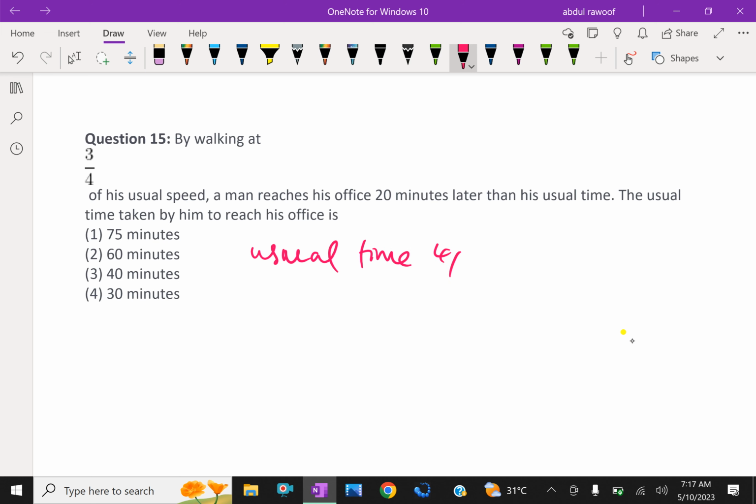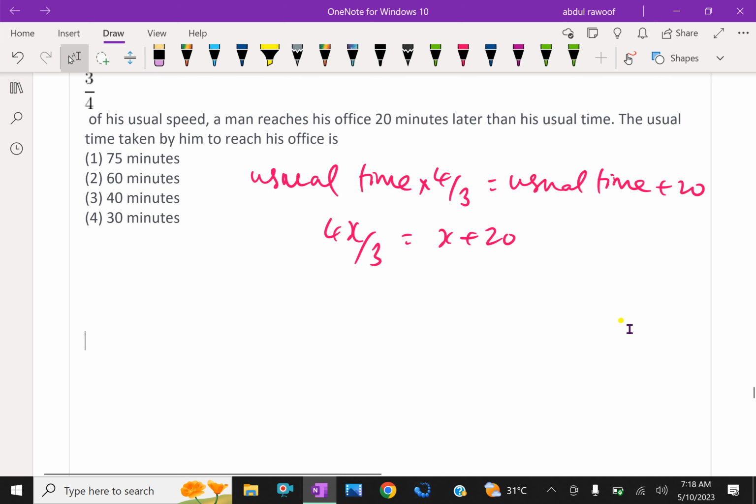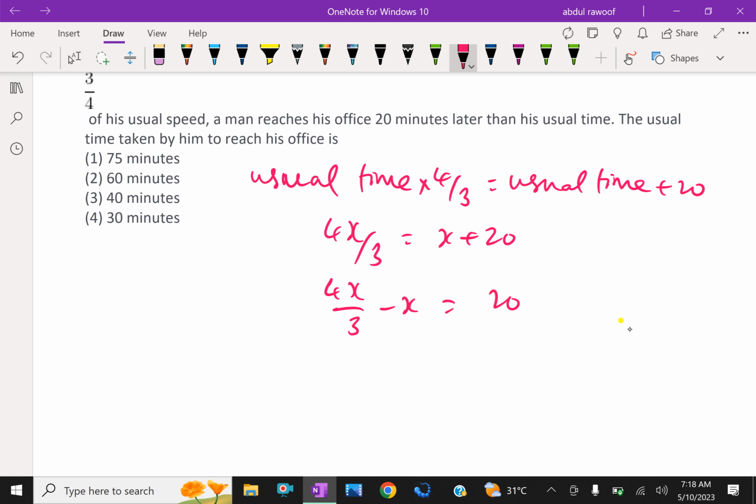Usual time into four-thirds. Four-thirds of usual time is equal to the usual time plus he is late for 20 minutes. Therefore, the usual time is x, and the new time is 4x by 3. We have to solve this: 4x by 3 minus x equals 20. So 4x minus 3x equals 20.